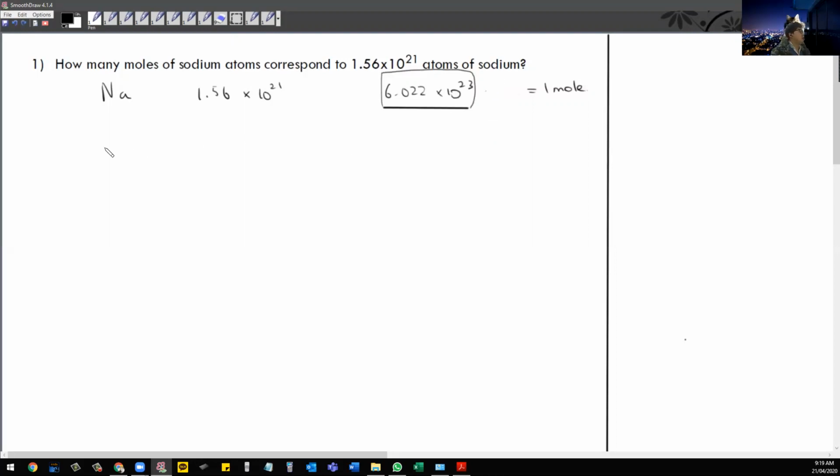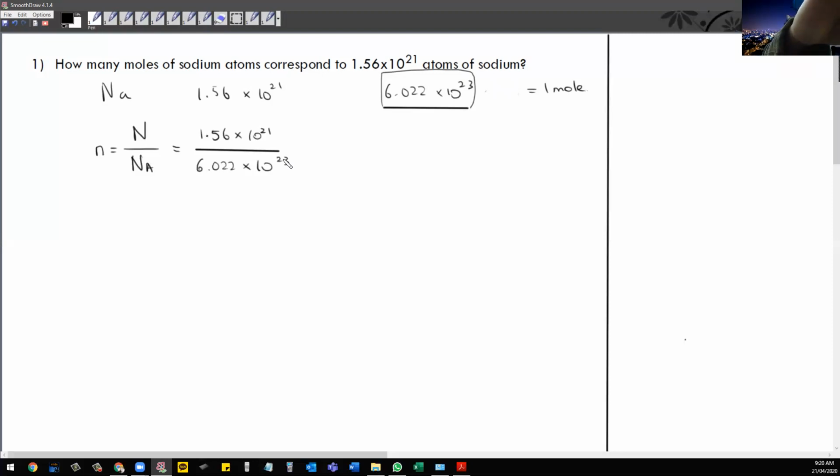So all you have to do is just use this formula. Number of moles is equal to the actual number divided by the Avogadro's number. So you just have to divide the actual number, and you divide that by 6.022 times 10 to the power of 23.